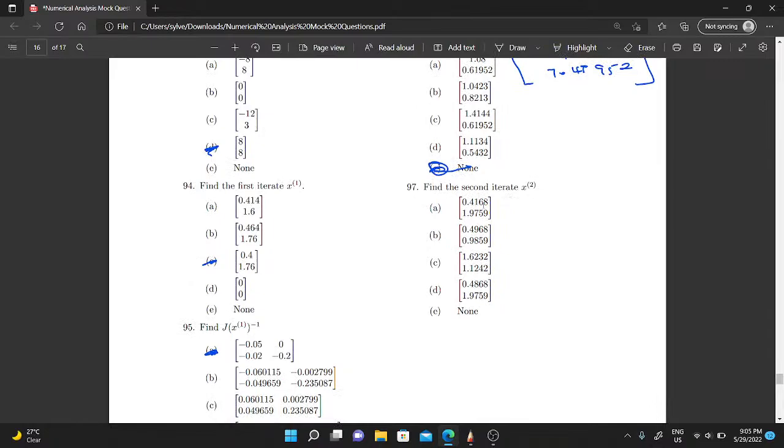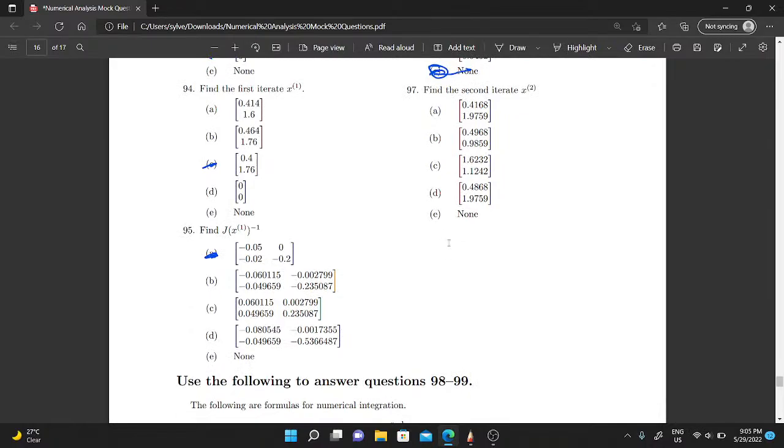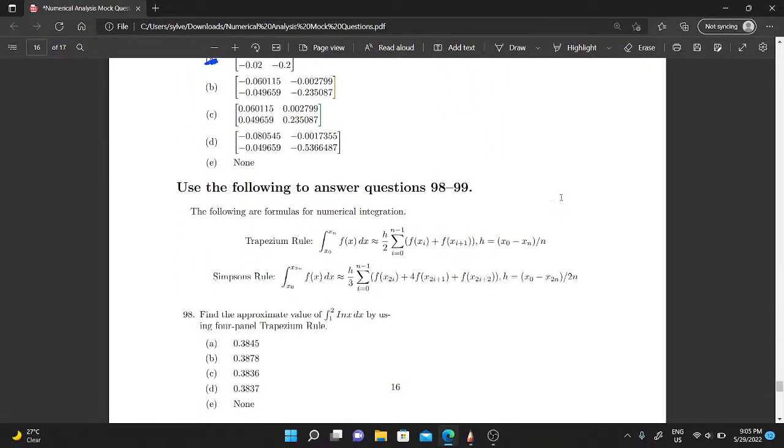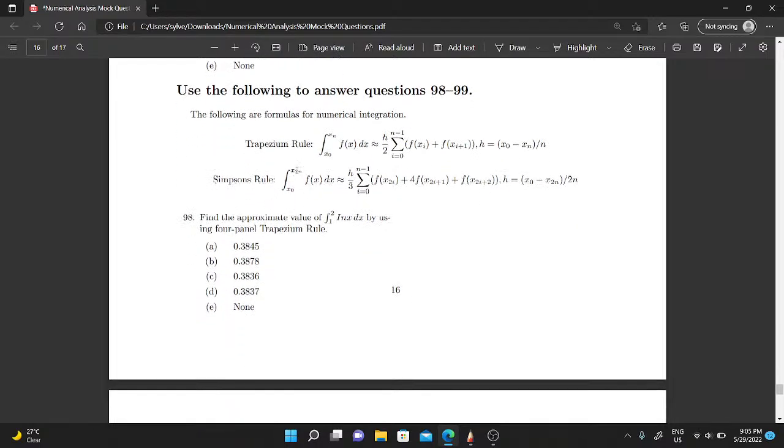And then 97, find a second. Oh, that one we're not able to solve for you. We are so sorry. So please do it yourself. I'm sure you'll be able to do it. Very simple. Now, trapezium rule. So yeah, we got into numerical integration.